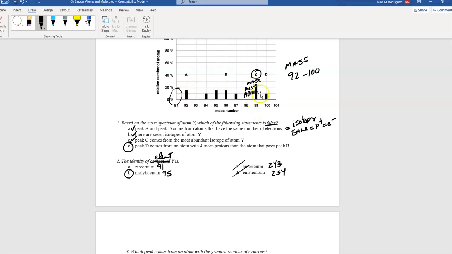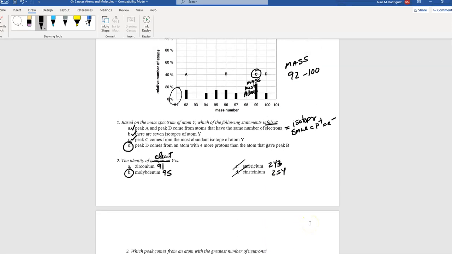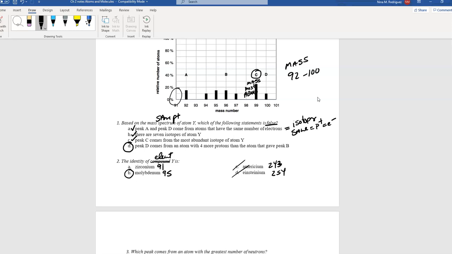But because you have so many different isotopes here, it's not going to be exactly 99, compared to boron, where you only had like 2 isotopes. So last question, which peak comes from an atom with the greatest number of neutrons? So the greatest number of neutrons has to be a peak that has the highest mass. So if you notice your peaks right up here, you have 92, because remember it's the same element. And if it has the same element, it has the same protons.